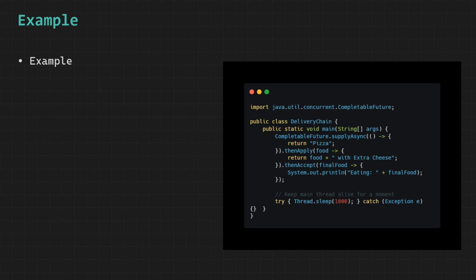We include a catch block to handle any exception that might be thrown by Thread.sleep, ensuring the program does not crash unexpectedly during the waiting period. The key concept here is that the entire chain of supplyAsync, then apply, and then accept forms a pipeline of asynchronous operations where each stage automatically receives the output of the previous stage and processes it further, and the whole pipeline runs on a separate background thread without blocking the main thread at any point during execution.